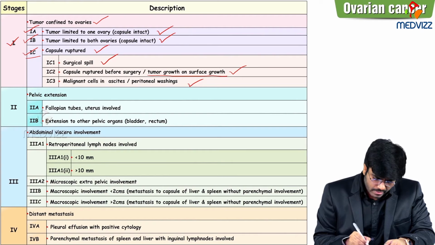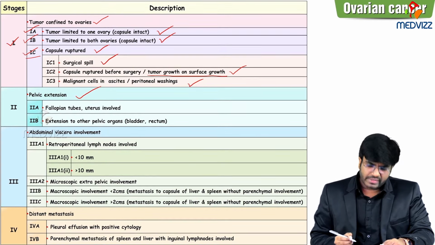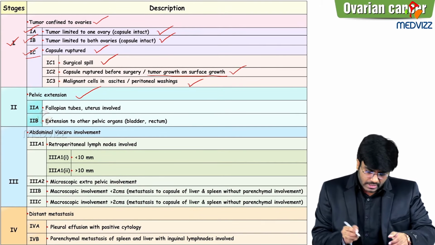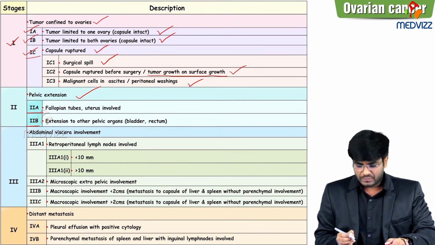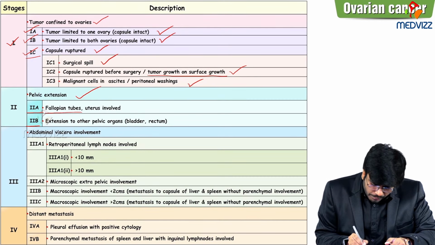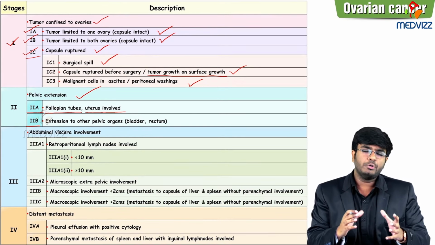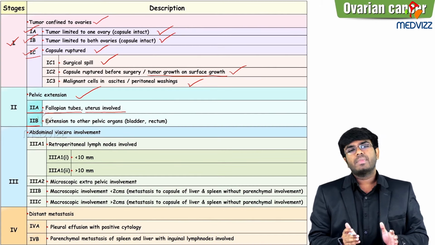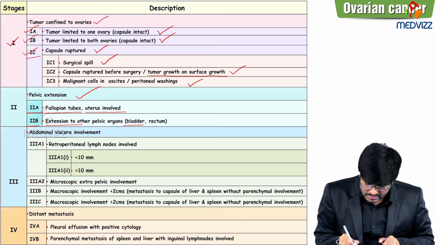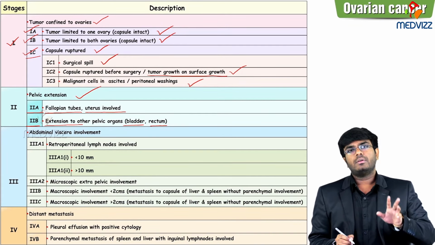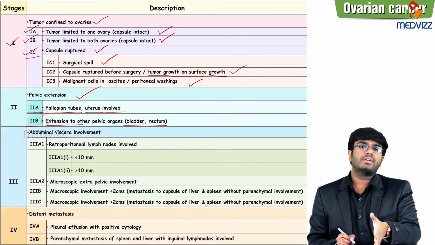Okay. Now, in stage 2, there is this pelvic extension. What do I mean by pelvic extension? Like it's spreading to the pelvis. Stage 2 was divided into 2A and 2B. In 2A, the tumor is spreading to fallopian tubes or uterus. Okay, if it's spreading to fallopian tubes and uterus, then it is 2A. In 2B, there is this extension of tumor to the pelvic organs like bladder and rectum. 2A, fallopian tubes and uterus. 2B, bladder and rectum are getting affected.